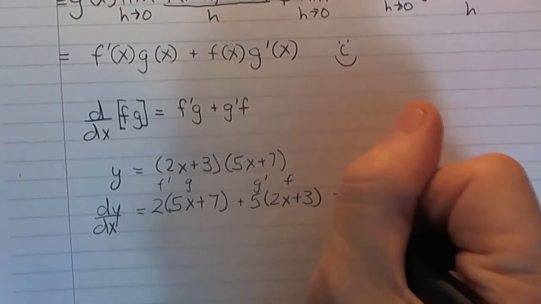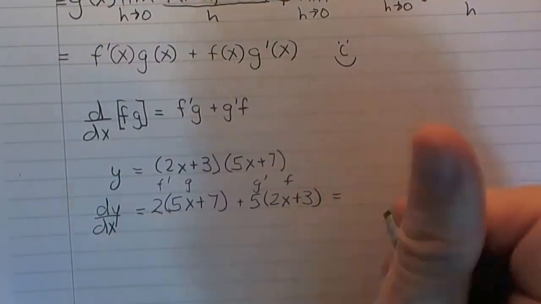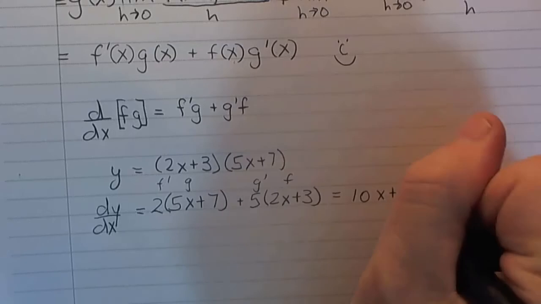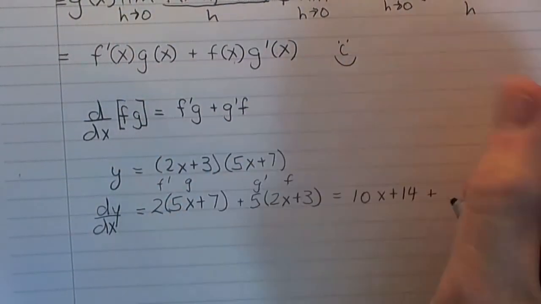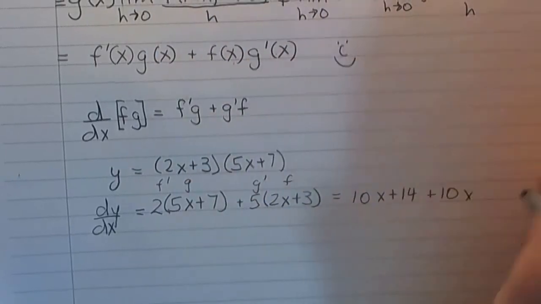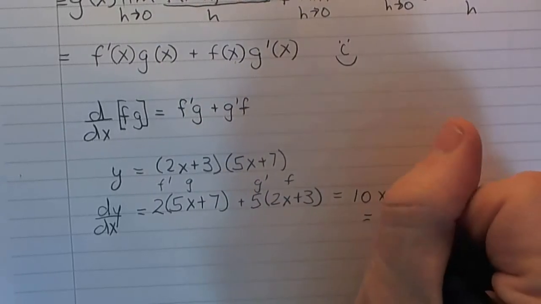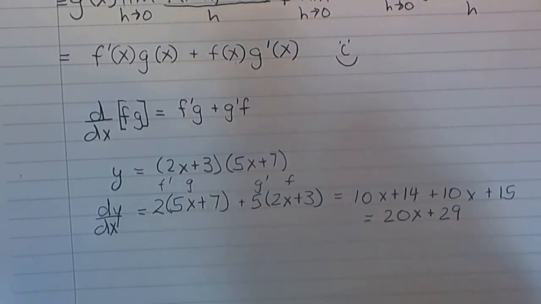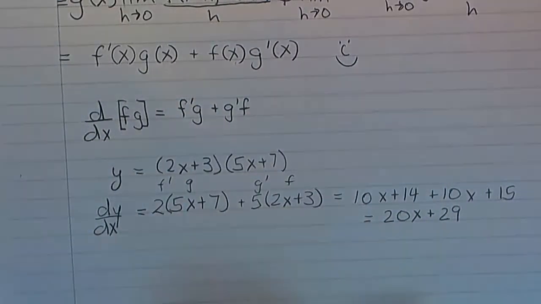Now what I'm going to do is simplify it a little bit. I'm going to multiply and then add like terms. So if I multiply this first term out, I get 10x plus 14. If I multiply the second one, I get 10x plus 15. And then if I add like terms, it looks like I'm going to get 20x plus 29. There we go. And there's your derivative. Now notice, this is using the product rule.